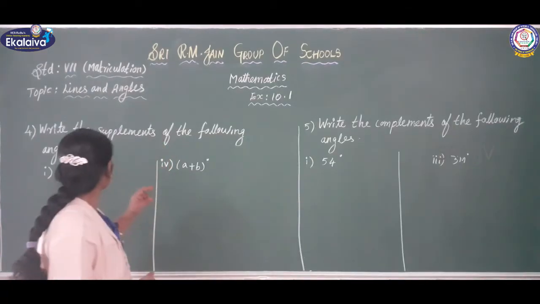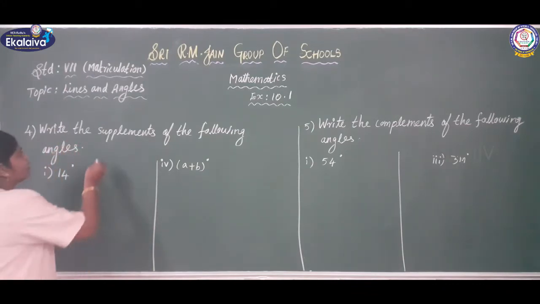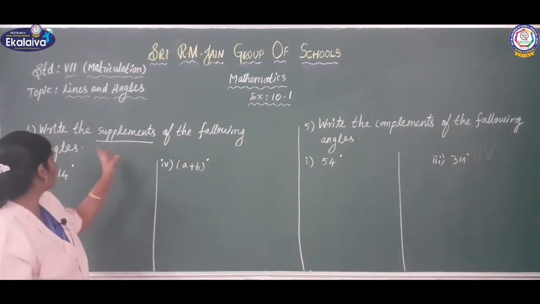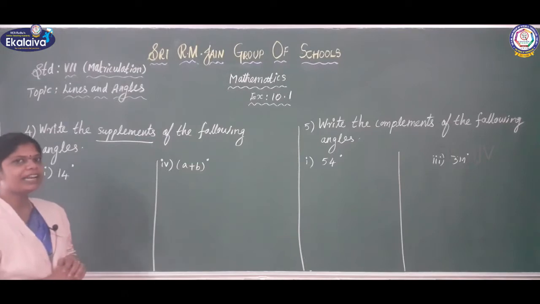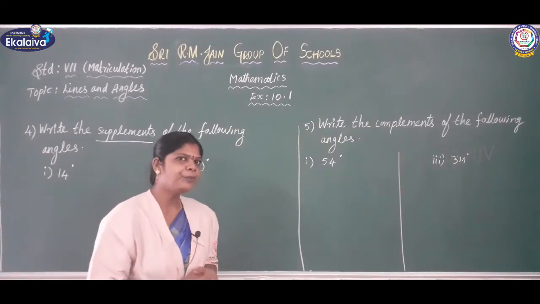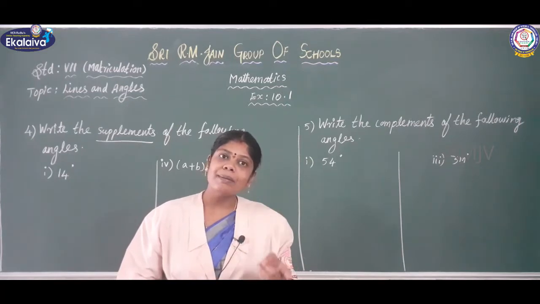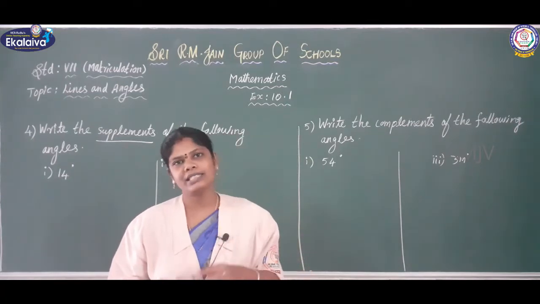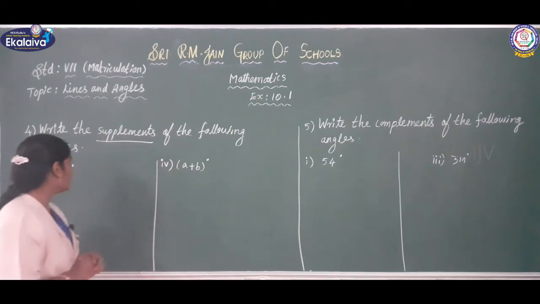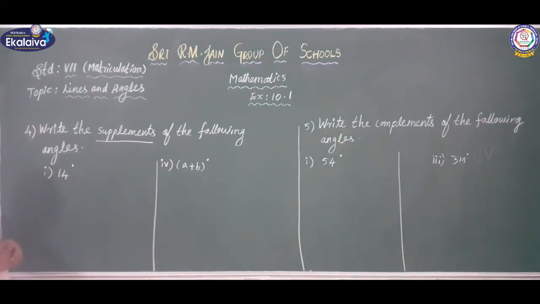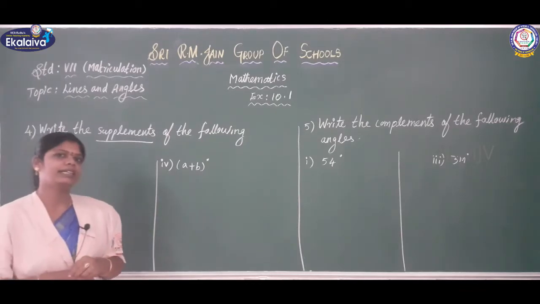The next sum, the fourth one: write the supplements of the following angles. What is a supplementary angle, children? I already explained to you. Two angles are supplementary if the sum of their measures is 180 degrees. So when we add these, we will get 180 degrees. See here, one angle is given, we need to find the other angle.